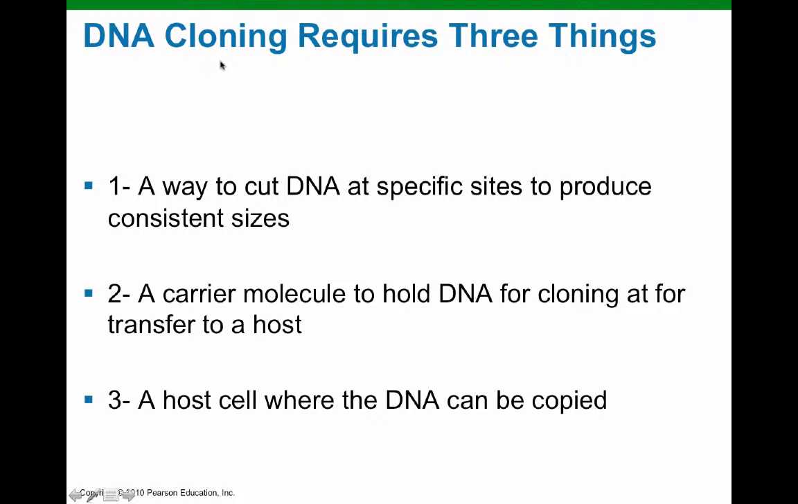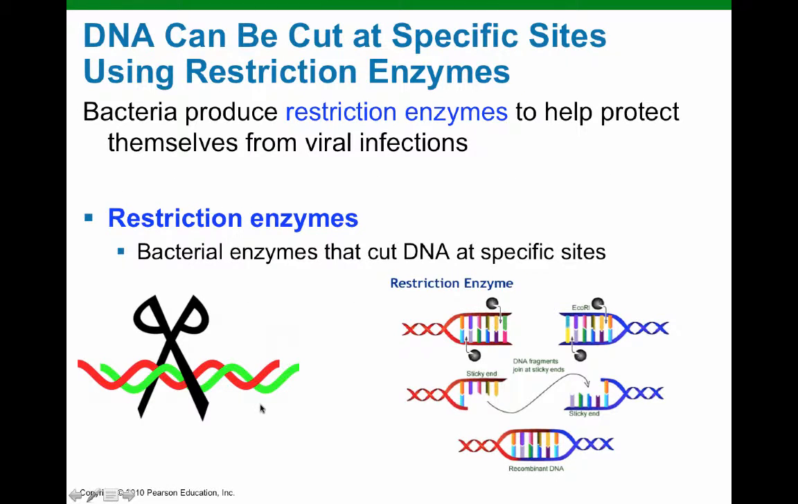So if we wanted to clone a piece of DNA into a bacterial cell, we need three things. We need a way to cut the native chromosome, cut the native piece of DNA that's already present in that bacterial cell at specific sites. We also need a carrier molecule to hold DNA for cloning, and we need a host cell where the DNA can be copied. So in order to cut that piece of DNA, we will use this enzyme called a restriction enzyme, and this is basically just an enzyme that kind of acts as molecular scissors.